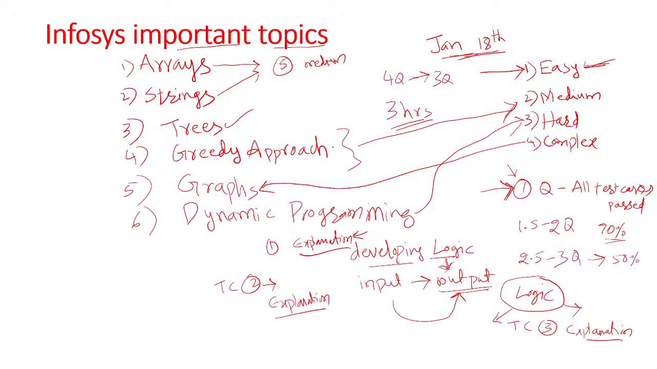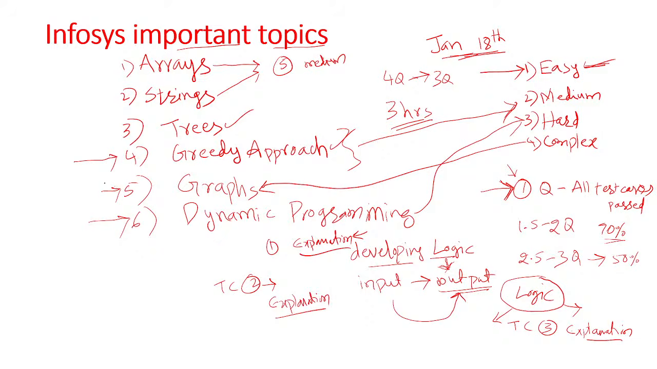Trees and a greedy approach, one problem you will get. Then dynamic programming related, one problem. Graphs, complex level, you will get one problem. So if you are familiar with handling arrays, strings and the greedy approach.